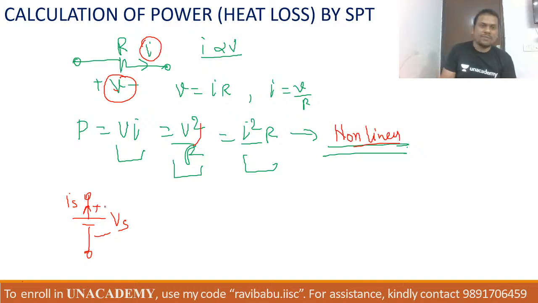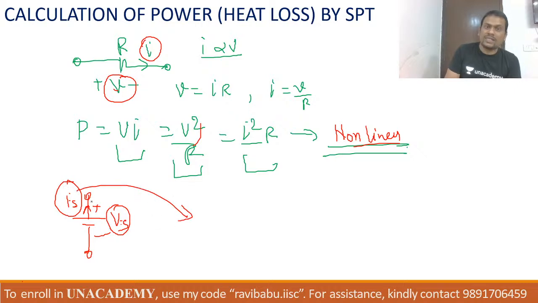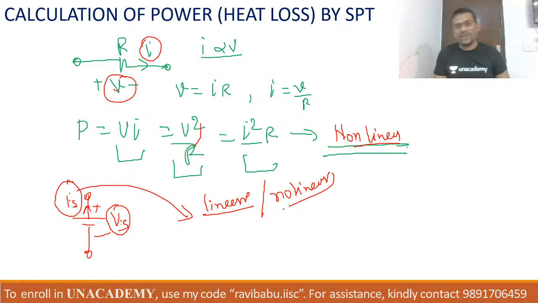Now see beta here, when beta we want to write Vs Is, this Vs is an independent quantity, and will not depend upon the variation of Is. So see beta, please mind it beta, this Is can be linear or can be non-linear. It depends upon the circuit configuration.